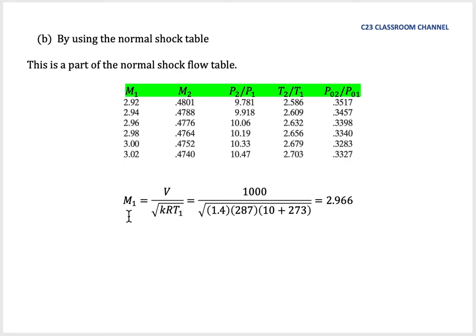So first we need to calculate the value of Mach number 1. I already explained about this, and we get about 2.966. We see from the table that there is no value of 2.966. However, we have values of 2.96 and 2.98. So it means we need to calculate an interpolation from these values to get the exact value of Mach number 2.